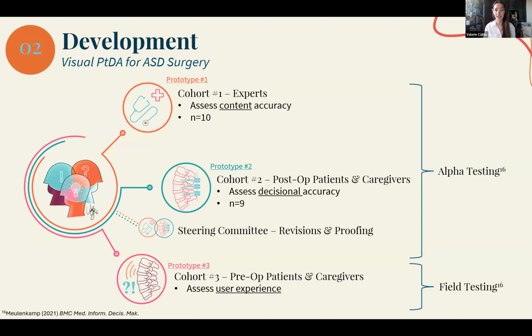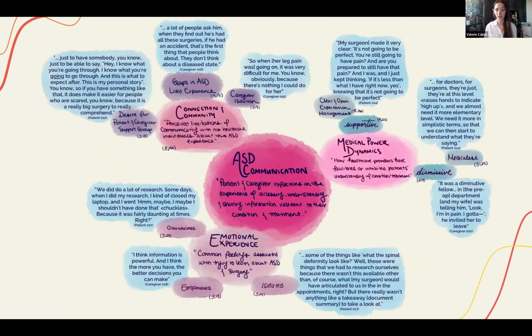But essentially, all this consists of is conversations and trying to understand what's working and what's not working in the decision aid prototypes. What's been interesting about this is because it's long conversations, I've also been learning a lot about what's working and not working in our current surgical practices. So adult spinal deformity communication, that center thing, is one of 3 major themes that I'm coming across in my interviews with postoperative patients and caregivers. We sort of see these 3 themes surrounding it and then sub-themes within.